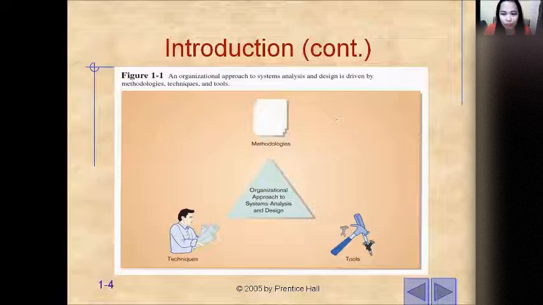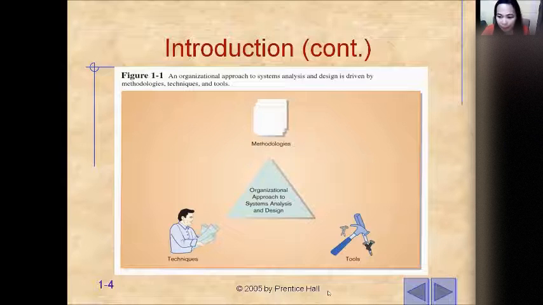Continuation. As shown in the screen in Figure 1-1, it is an organizational approach to system analysis and design which is driven by methodologies, techniques, and tools. We have to discuss one by one the methodologies, the techniques, and the tools in developing, of course, an information system.